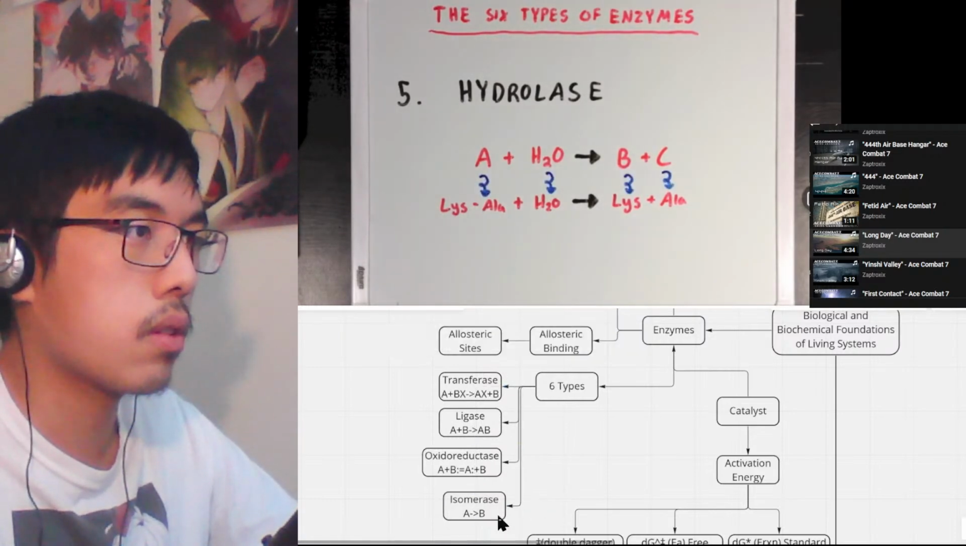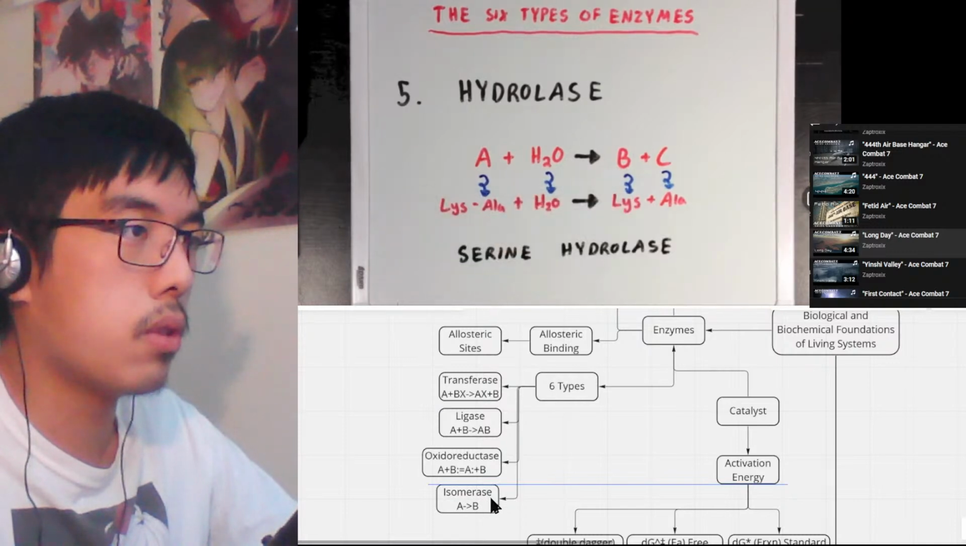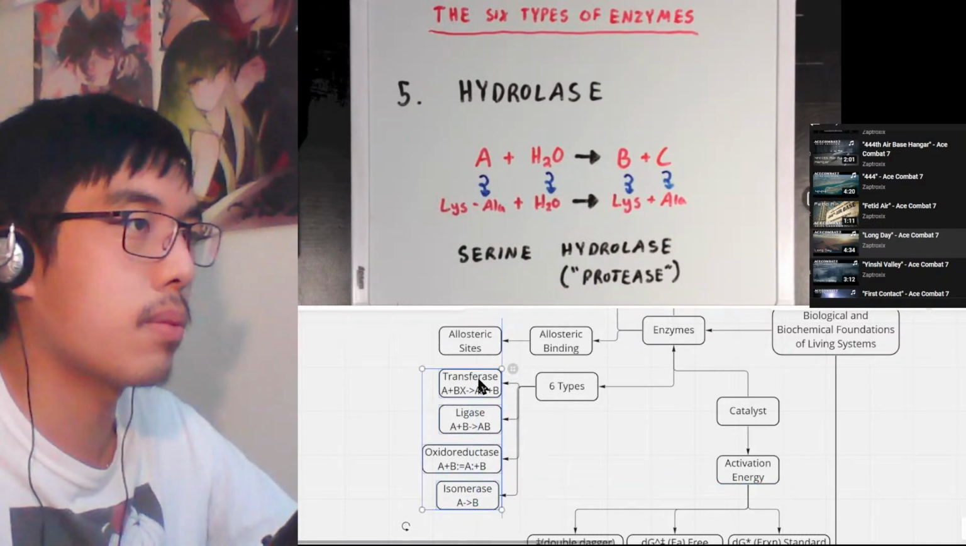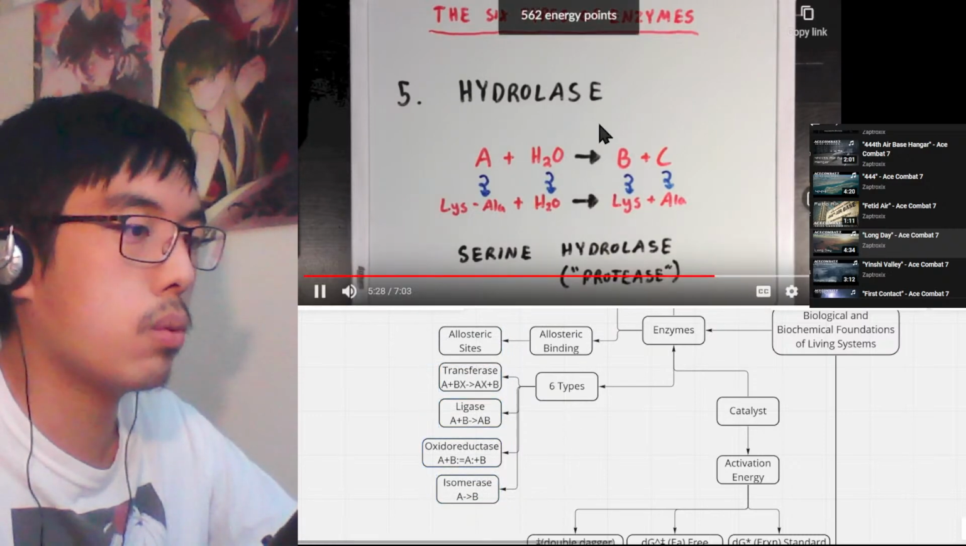And this particular hydrolysis reaction can be catalyzed by a class of enzymes that we call serine proteases. And they are named this way because they are hydrolases that use a serine residue as the key catalytic amino acid that is responsible for breaking the peptide bond.